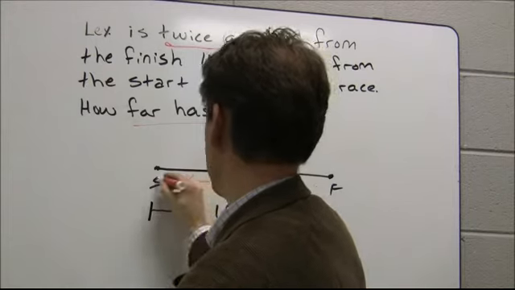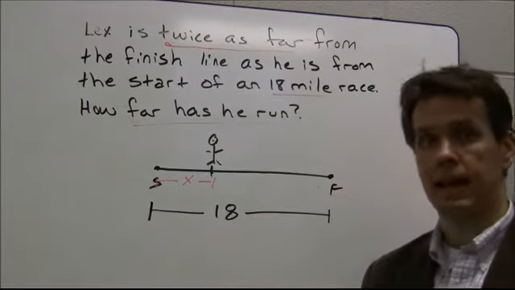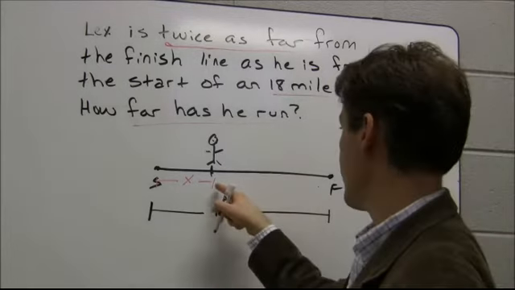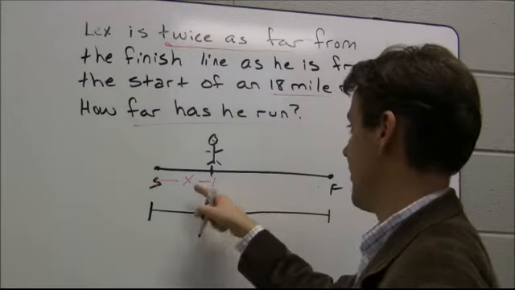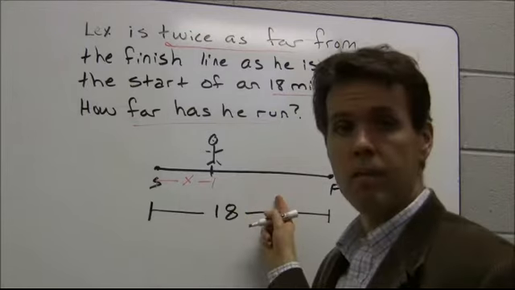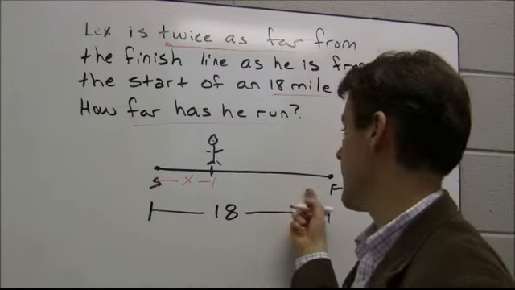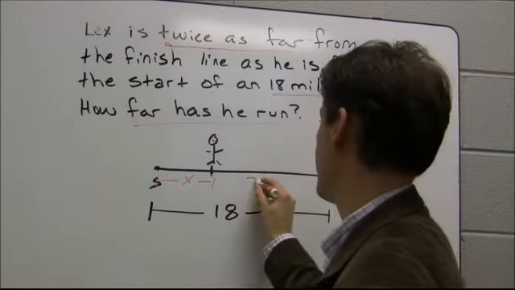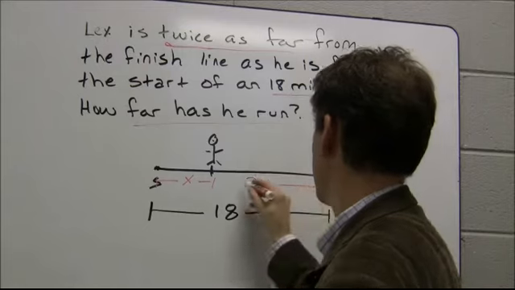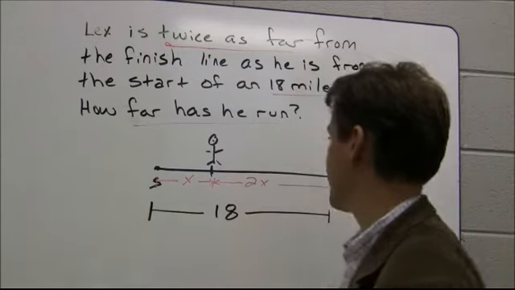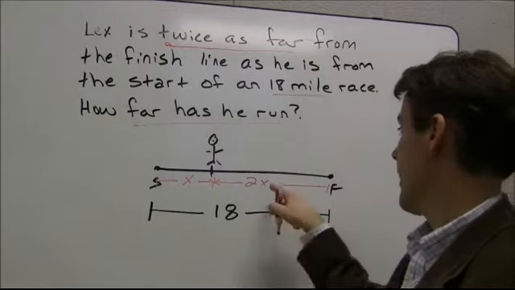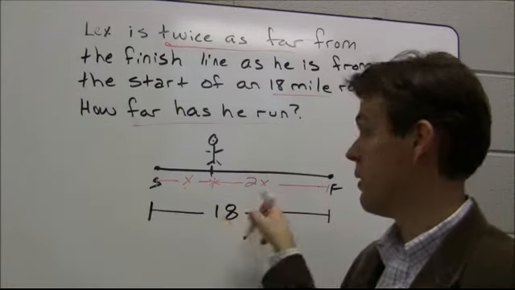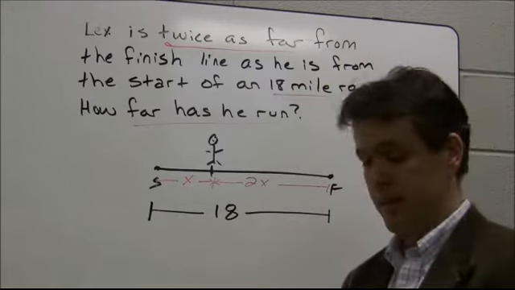So this distance from the start to where he is now is x. That's our unknown, right? We don't know what it is. And we know he's twice as far from the finish line as he is from the start. So if that's x, twice as far, what does this have to be? So if this were 3, what would this have to be? 3 times 2, 6. So it's 2x. Okay? Now you could have said this was x. If you said this was x, this would have to be half x, right? Twice as far. That means that would be half x. You get the same answer in the end.